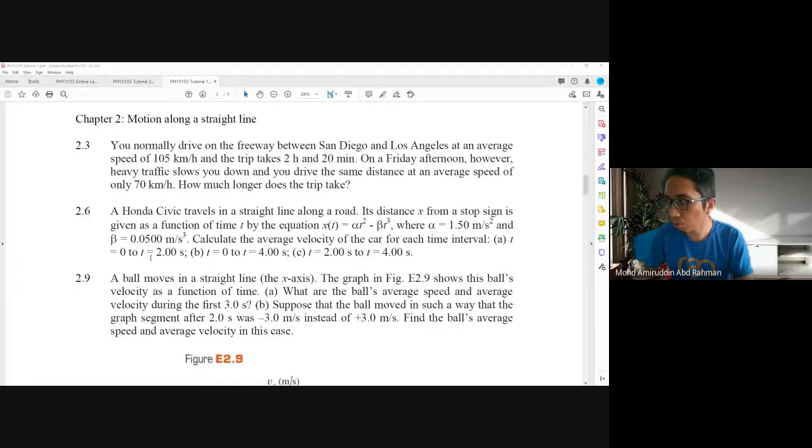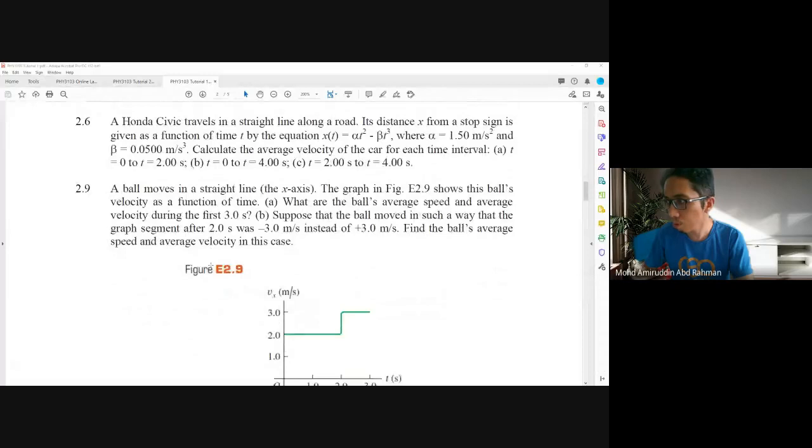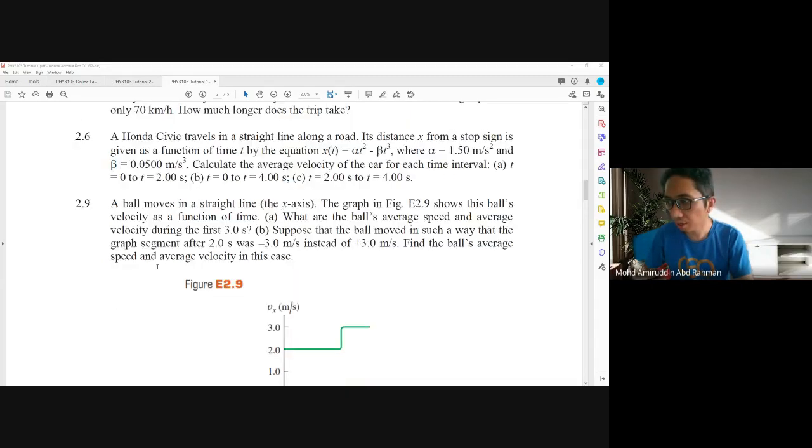Okay, so all right. So for 2.6, I will just give you. Okay, so for A, it should be 2.8 meters per second. All right, and B, okay, and B is 5.2 meter, and C, it is 7.6 meter per second. All right.